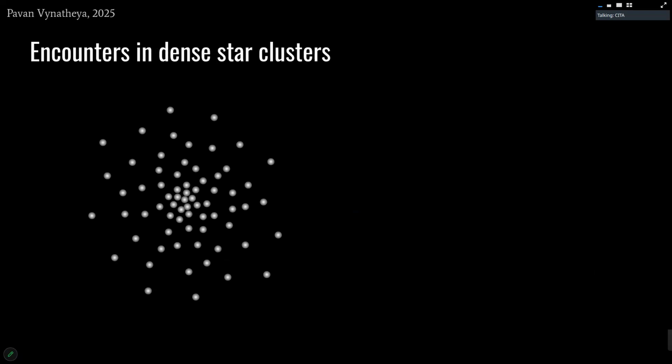So in dense star clusters, the stellar density can be high enough that single encounters are possible. Binary single encounters are when binary stars and single stars come together. Single single encounters are when two stars come together. Typically, binary single encounters are more common, given enough binaries in a cluster because of their larger cross section. But in this talk, we'll stick to single single encounters.